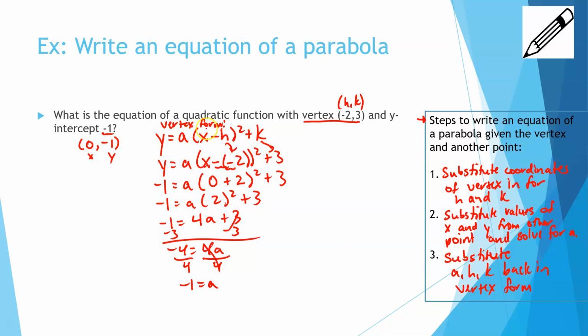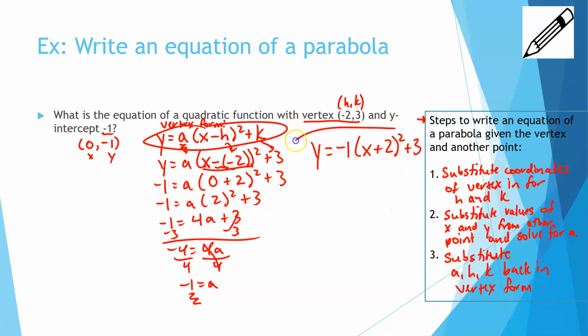So what that means is I take this equation. My final answer is y equals, for the a, I'm going to substitute the negative 1 times, and then we already saw that we're going to have x plus 2 squared because we had the minus a negative 2, and then plus 3 on the end. So here's my equation in vertex form if I'm given a vertex of negative 2, 3 and a y-intercept or the point 0, negative 1.